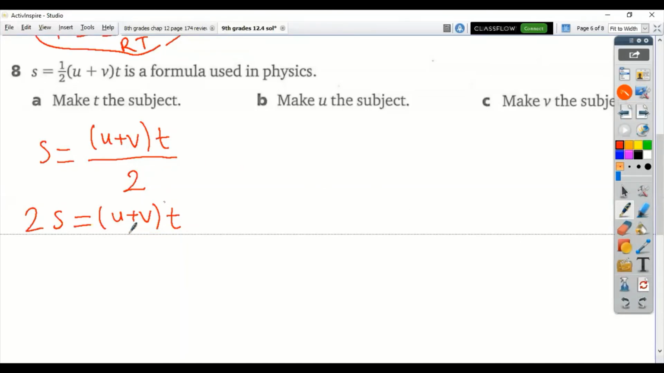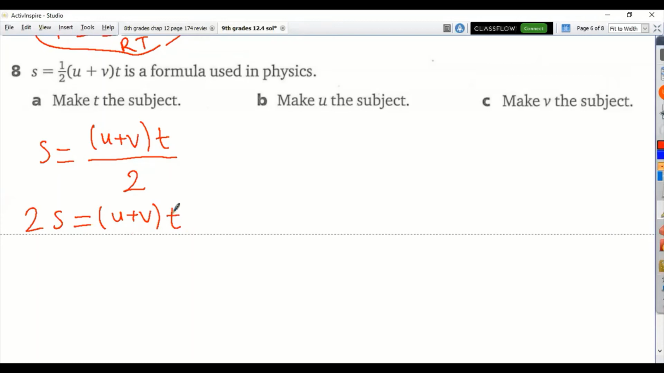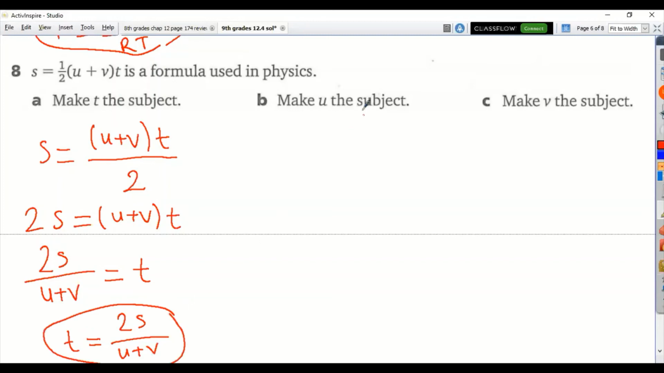Now T is multiplied by U plus V. T is multiplied by this parenthesis, so it should be dividing the left-hand side. In other words, it will be sent to the bottom: 2S over U plus V. I don't need to write U plus V in parentheses any longer because there is nothing next to it. T is isolated on the right, so better to write T on the left and this left-hand side on the right: 2S over (U plus V). We have expressed T in terms of all the others.